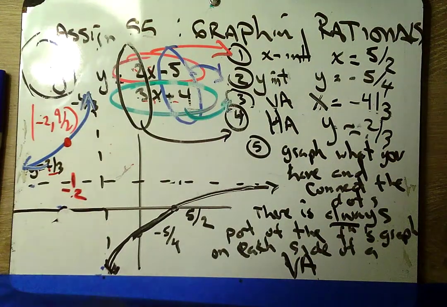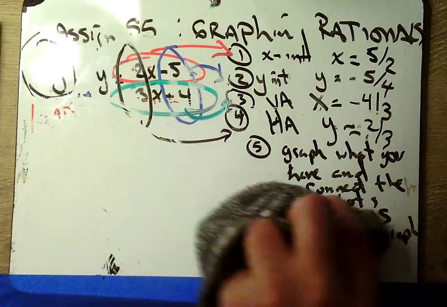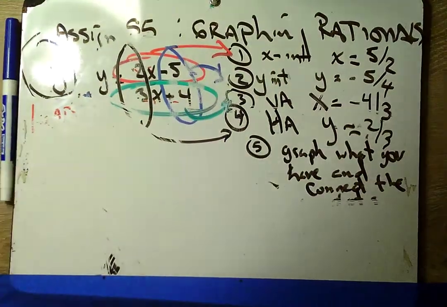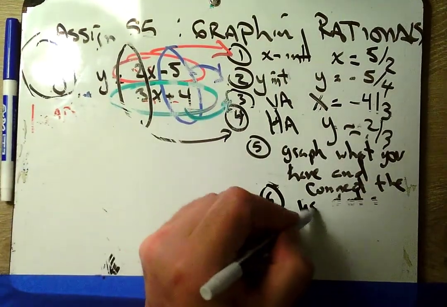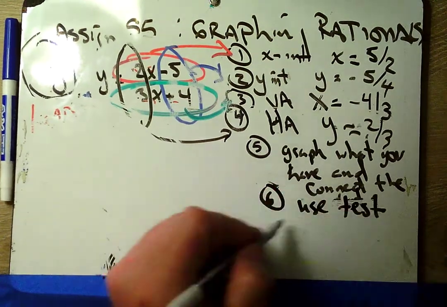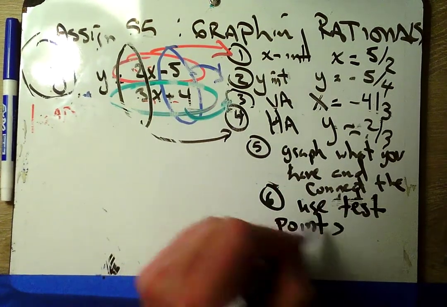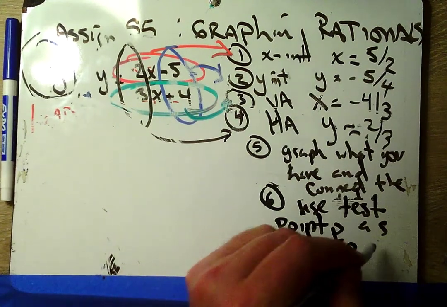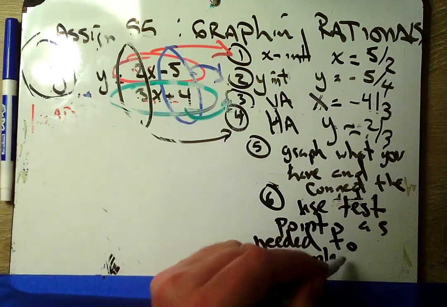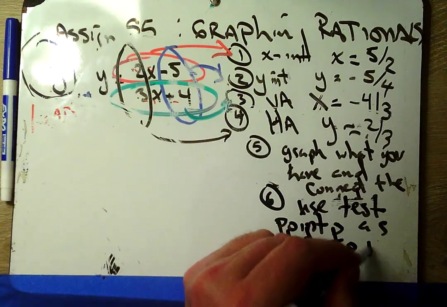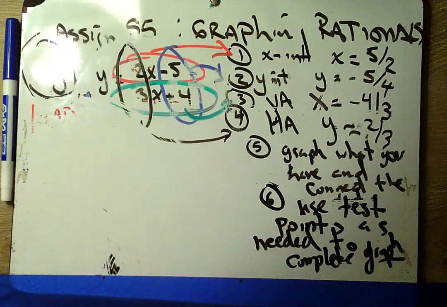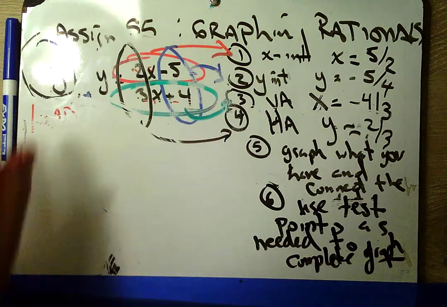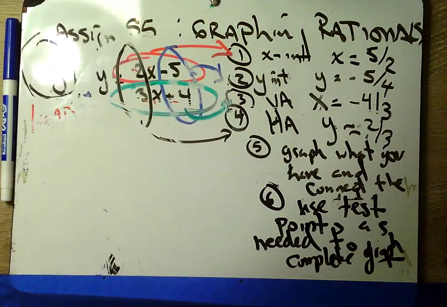And that's a favorite test question. So let's put down step 6. Step 6 was: use test points as needed to complete the graph. I always prefer to use as few test points as possible.